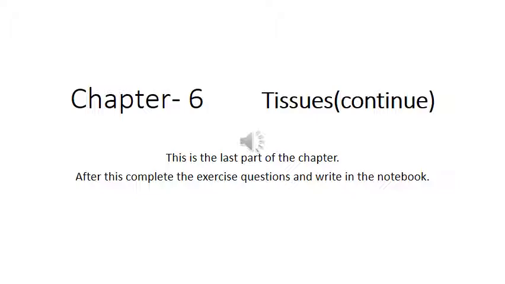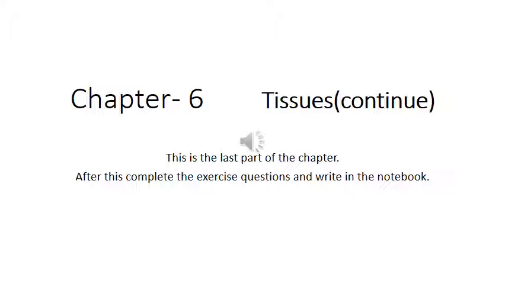Then we discussed plant tissues, which are further divided into meristematic tissue and permanent tissue. If we talk about meristematic tissues, they are further divided into apical meristem, intercalary meristem, and lateral meristem, depending on the location. Then we discussed its location and its function, right? Next, we discussed the permanent tissue. Permanent tissues are the cells which lose the ability to divide and take up a particular function, right?